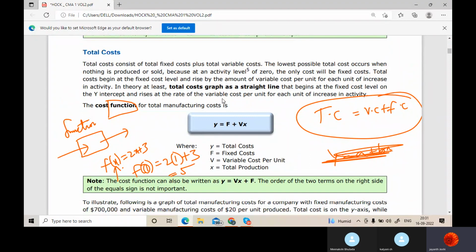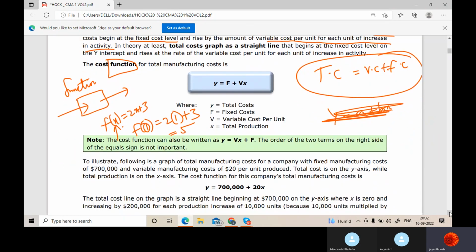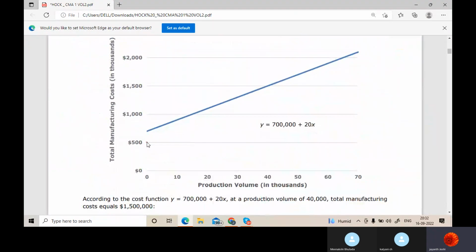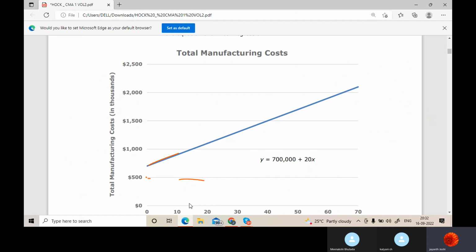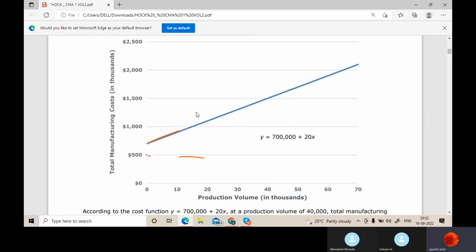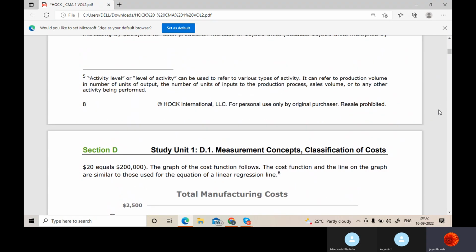So what does cost function show? And what is the point they are raising here? Total cost begins at the fixed cost level and rises by the amount of variable cost per unit for each unit of increase in activity. Of course, yesterday we have seen the property that fixed cost is always fixed. Let's say if this is a fixed cost, this would be fixed. Variable cost will increase with the increase in activity levels, and total cost will also increase with increase in activity level. Why? Because the variable cost will draw the total cost curve upwards. Okay, so we will see that here.